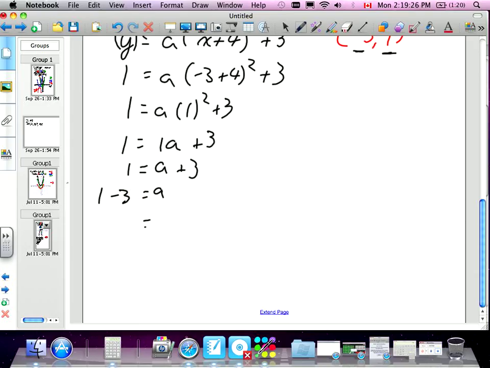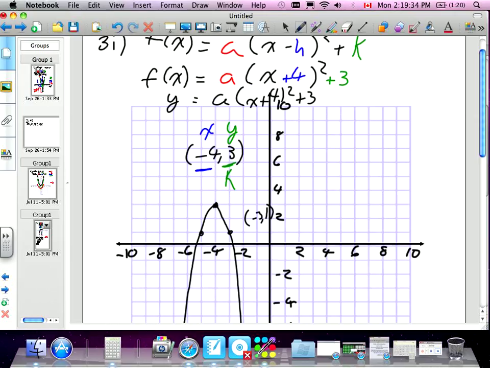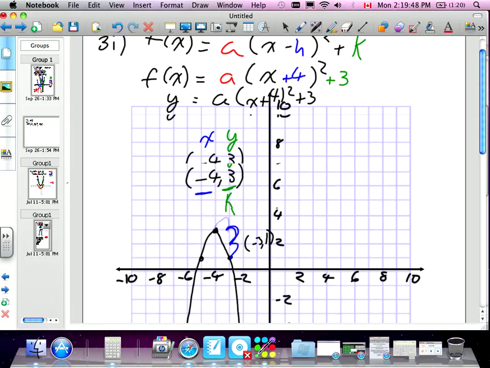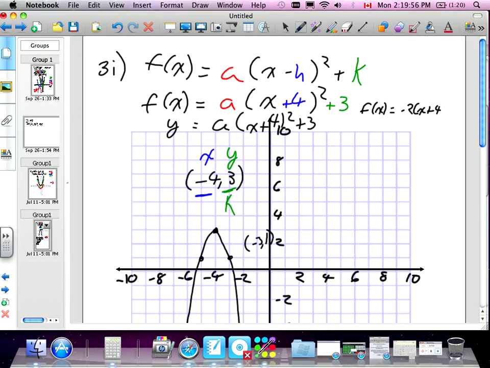a is equal to negative 2. So when we go back up to our equation, let's see if that makes sense. First of all, our parabola is opening downwards, so should it be negative? Yeah, so we know that makes sense. And if I go over 1, I normally go down 1. But if I multiply that number by 2, I would go down 2. So the equation they are looking for is f at x is equal to negative 2 times x plus 4 squared plus 3. That's how you reverse engineer an equation looking at a graph.